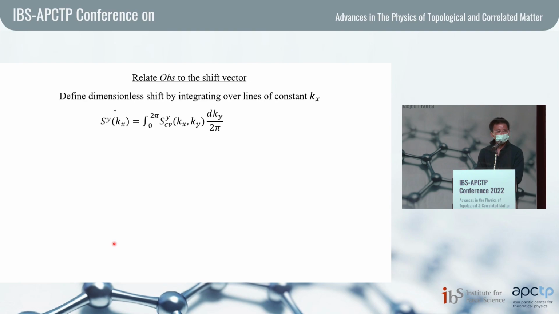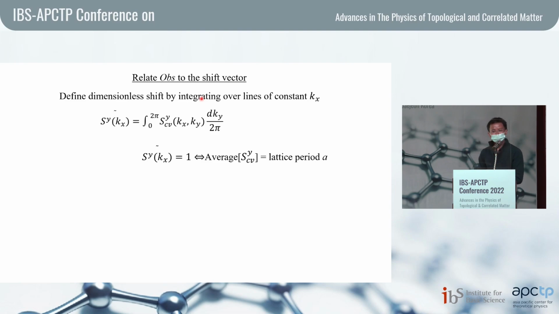To do that, let me define a dimensionless shift by integrating the shift vector over lines of constant kx. Now, notice this tilde here. This is what happens when you convert Keynote to PowerPoint. The tilde becomes much smaller. This really should be a much bigger tilde. But okay, pay attention. When you see this tilde, it's dimensionless, because it has been integrated.